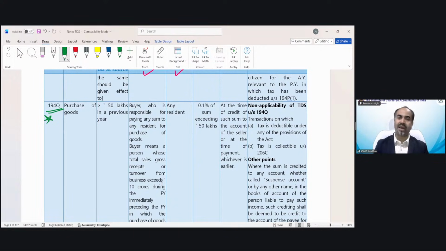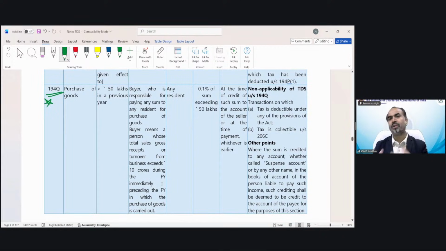So we are the buyer. Suppose I am a buyer. I purchase goods from the same seller for more than 50 lakh rupees in a year. Then after exceeding 50 lakh rupees, I need to deduct the TDS on the full value. Full value, okay? Not as in section 194N, full value. So who would be the buyer? The buyer would be that person who is going to purchase the goods.